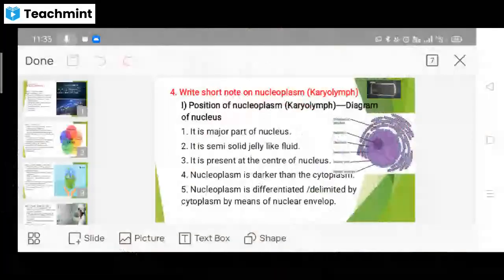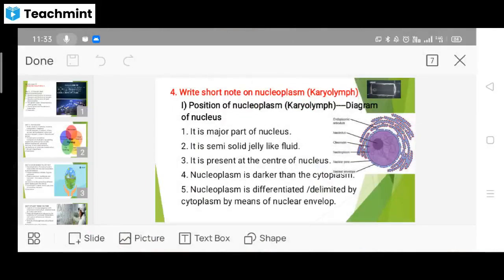So to discuss the nucleoplasm, first of all, the position of the nucleoplasm. You have to see in the picture. In this picture, we have seen the outer layer, it is the endoplasmic reticulum. On that endoplasmic reticulum, there are some red dots. These dots are nothing but the ribosomes. Then there is the nuclear membrane.